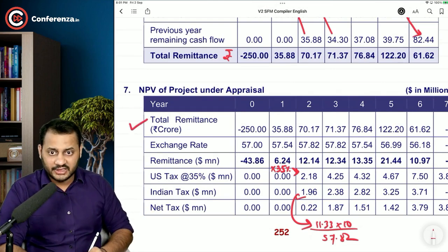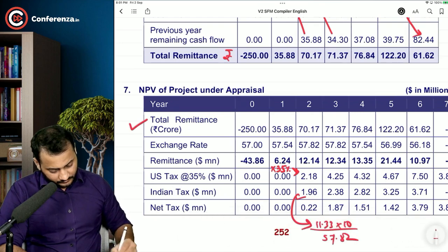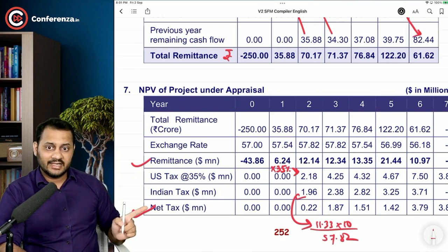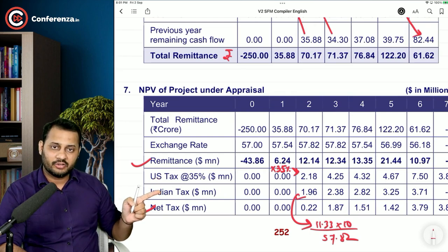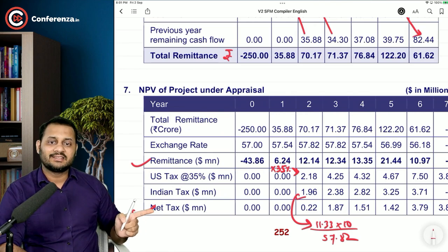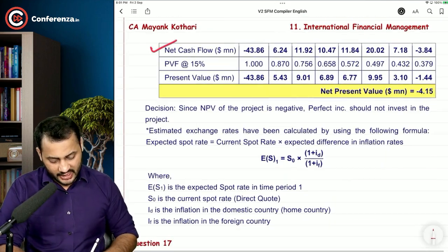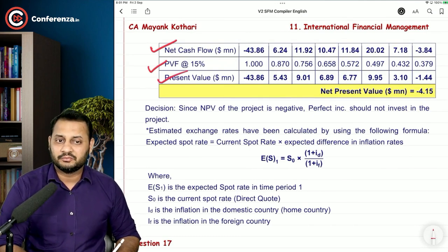So this is a cash flow, and sorry, I will show you. This is the remittance that they will receive, and this is the only tax that they will pay. This is just a calculation and not a cash flow. This is just a credit of the tax paid and not a cash flow. So the net tax payable will be deducted. So this will be the net cash flow, discounted at 15%, and then you can arrive at the present value.